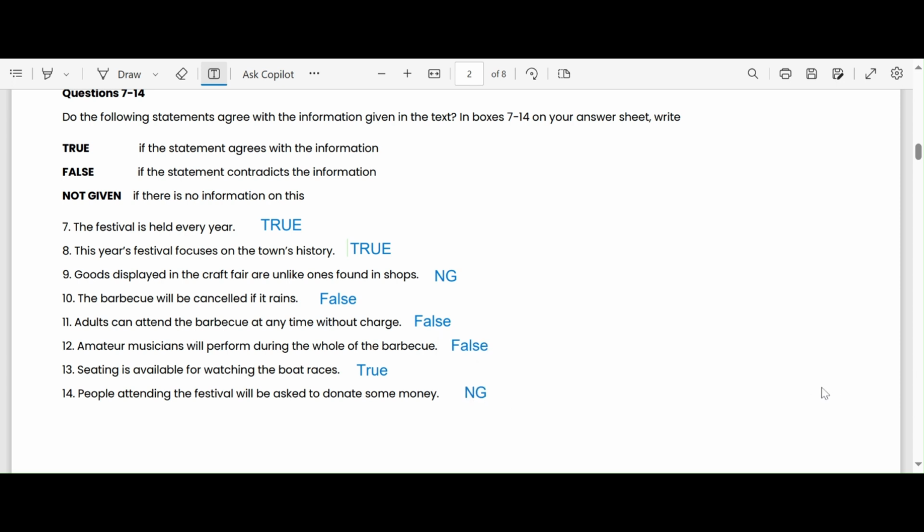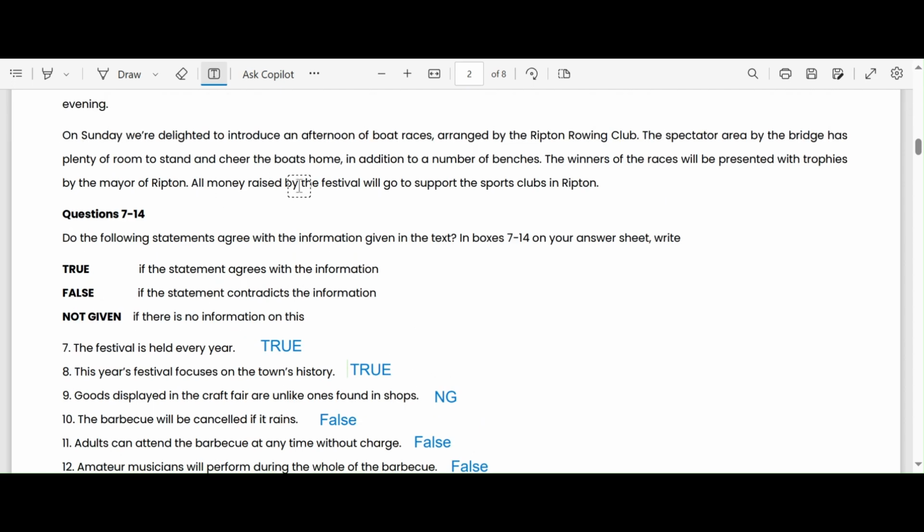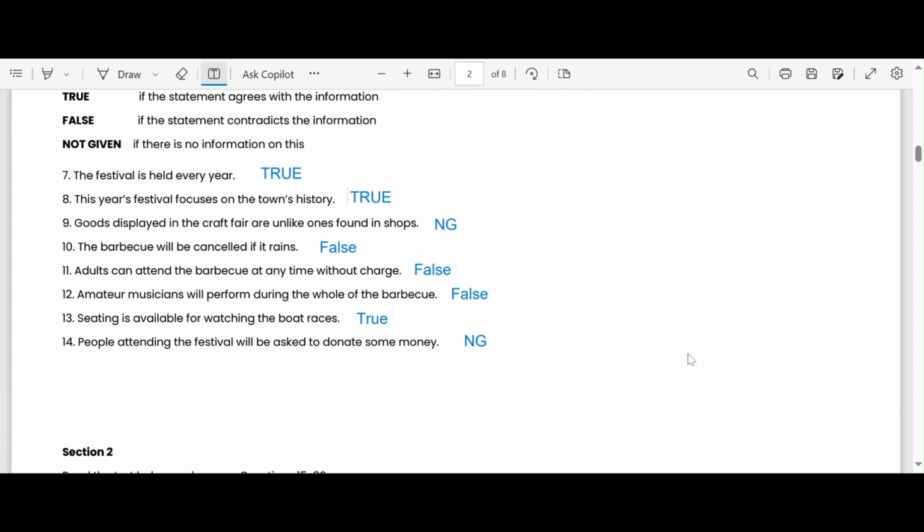Let me show you how you can double check whether it is false or not given. The false statement would only be: people attending the festival will not be asked to donate some money. If it matches like this, then it will be false. Because it doesn't say they will not be asked, it's not false. We did not read in the paragraph that they will not be asked. It simply says that all money raised by the festival goes to the sports club in Ripton. So it does not say anything, so it will be not given.